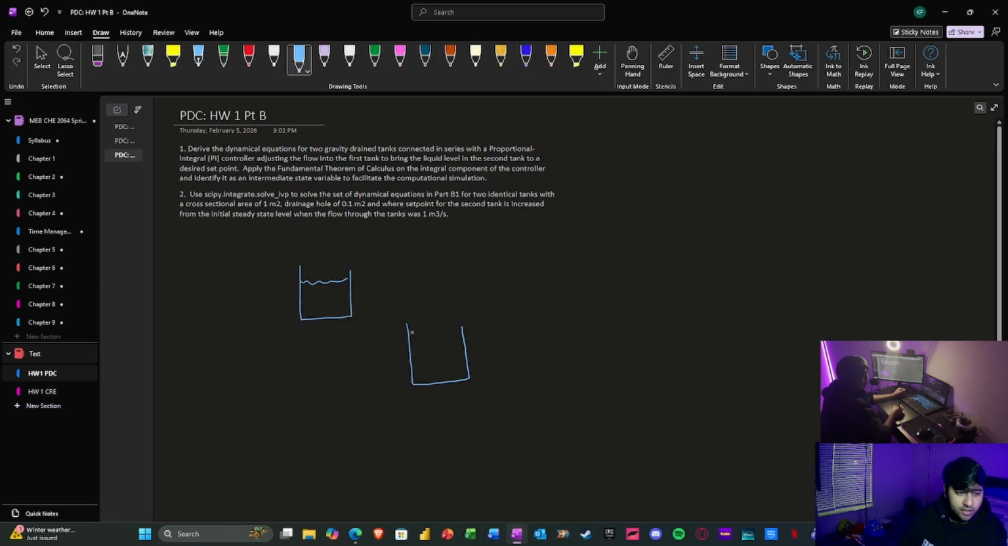So we have two gravity drain tanks with water or some sort of liquid in them. We're going to have an inlet. It's going to go out of the first tank into the second tank, and then out this one. It's basically the same thing as last time, except we have two tanks rather than three.